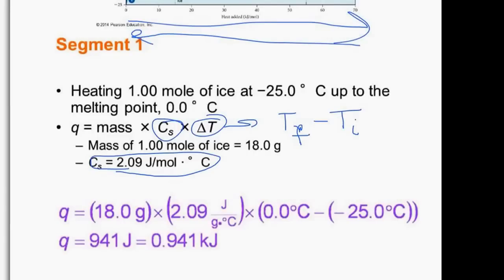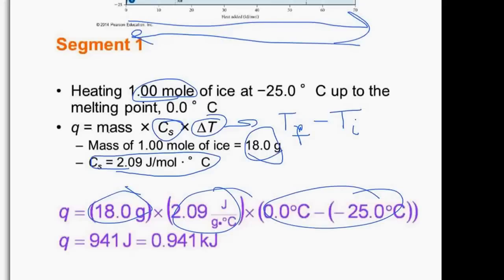And then the mass. Well, we know we have 1 mole of ice, so that means we know the molar mass of ice, and that has 18 grams. So it's 18 grams per mole. So you just put in the values here, and you get 941 joules. And what we tend to do is, like I say, we want it all in the same unit, so just put it all in kilojoules.